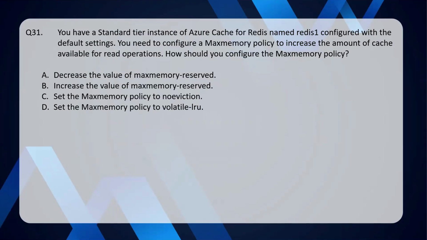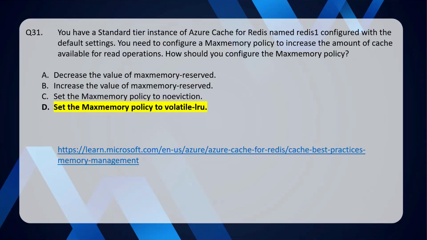Your options are decrease the value of max memory reserved, increase the value of max memory reserved, set the max memory policy to no eviction, set the max memory policy to volatile LRU. Now, folks, the question specifically talks about configuring the max memory policy, and you should set it to volatile LRU.